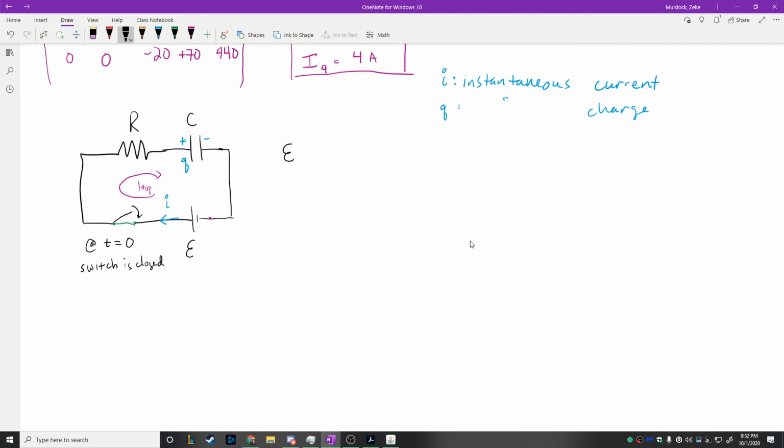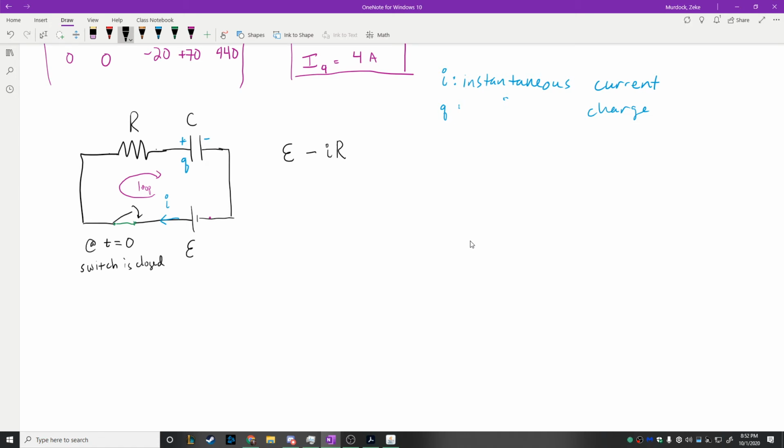Positive or negative IR? Current's going this way. We're going in the same direction as the current with our loop, right? Going from there to there. Going downstream, so it's going to be negative. Going downhill. Lower potential. Okay?